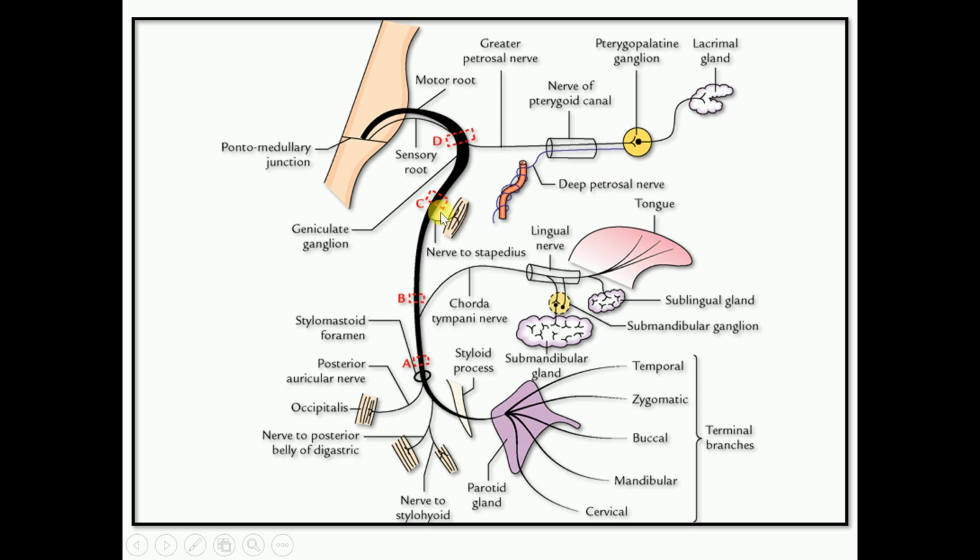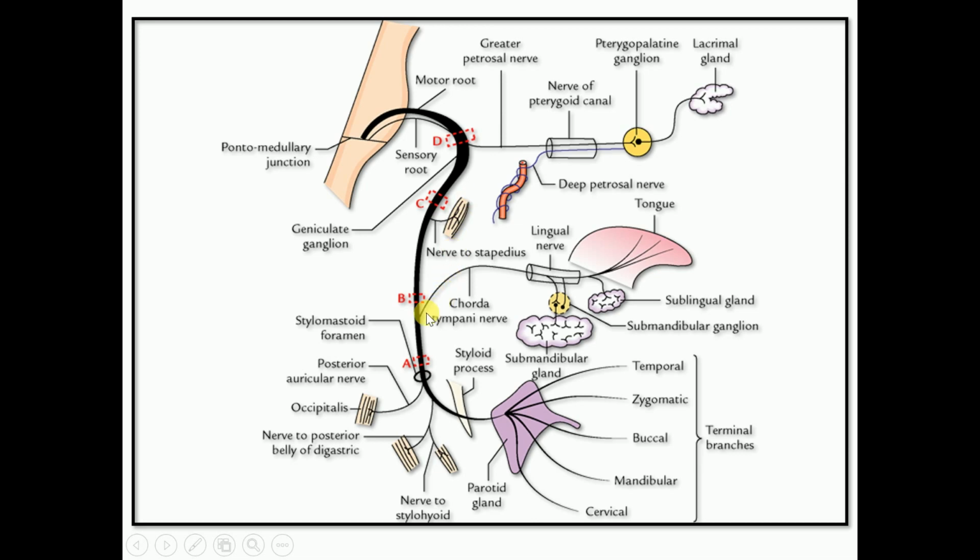Then the second branch is the nerve to stapedius. This one. It arises from the vertical part of the facial nerve through a short canal within it to reach the stapedius muscle and supplies this muscle.